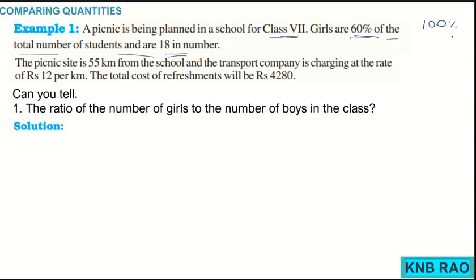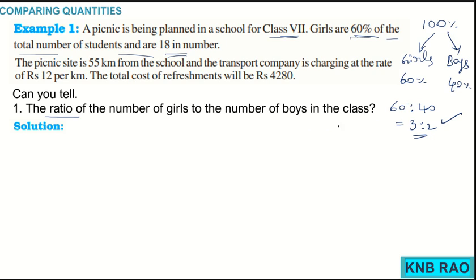As I said, if 100% is full, and girls are 60%, then definitely the rest of the percentage is boys, which is 100 minus 60, that is 40%. I am asked to find the ratio of the number of girls to the number of boys. That means 60 is to 40. On cancellation, 3 is to 2 is the right answer.